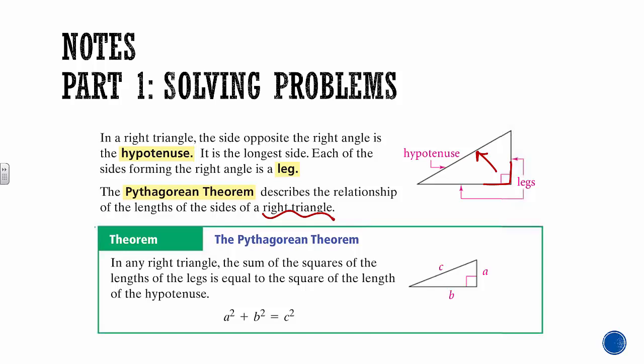And it says that if you take the length A and square it, and the length B and square it, you get the length of C squared.